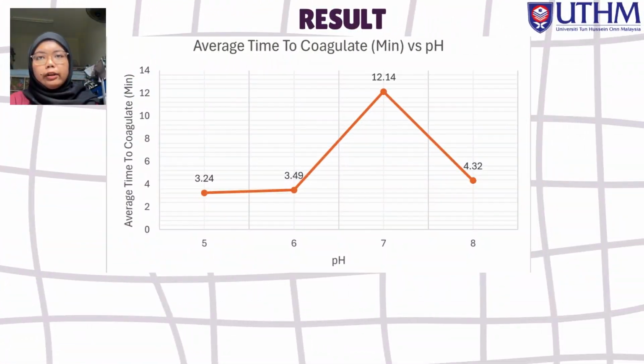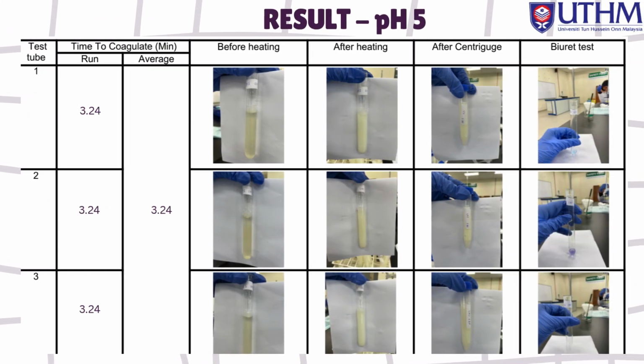Average coagulation time of egg white at different pH level, which is pH 5, 6, 7, and 8, are recorded, and the graph has been plotted as below. Also, it reflects the complex interaction between protein denaturation and aggregation influenced by pH. This result aligns with the detailed protein behavior described in the literature, particularly in the study by Stefanova et al. 2021, which investigated the physicochemical and functional properties of egg white protein.